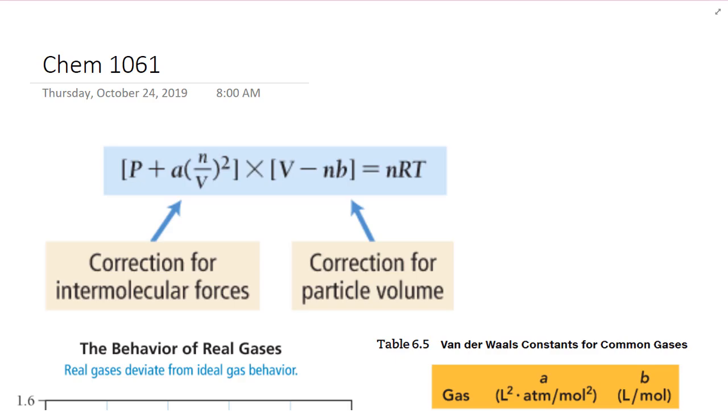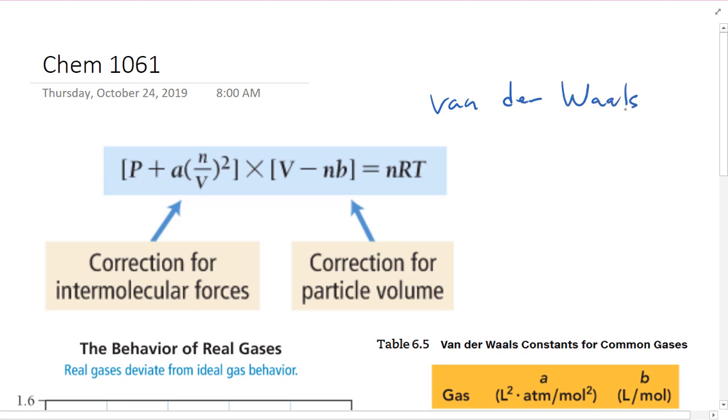Now, how is this all taken into account? Well, this right here is what we call the van der Waals equation. And the van der Waals equation has a couple of correction factors in there. There's a correction factor for intermolecular forces, and there's a correction factor for the particle volume.